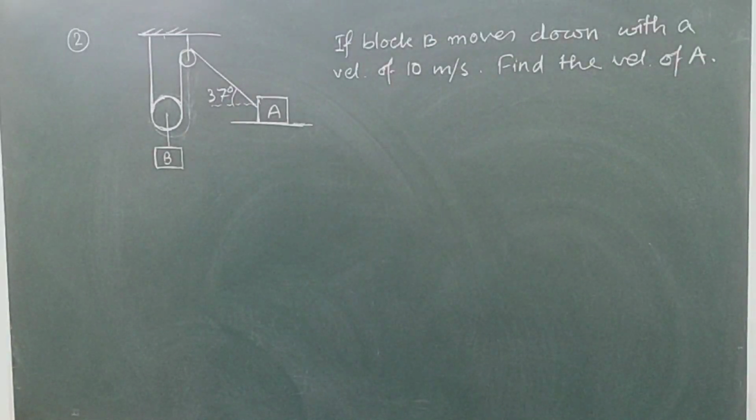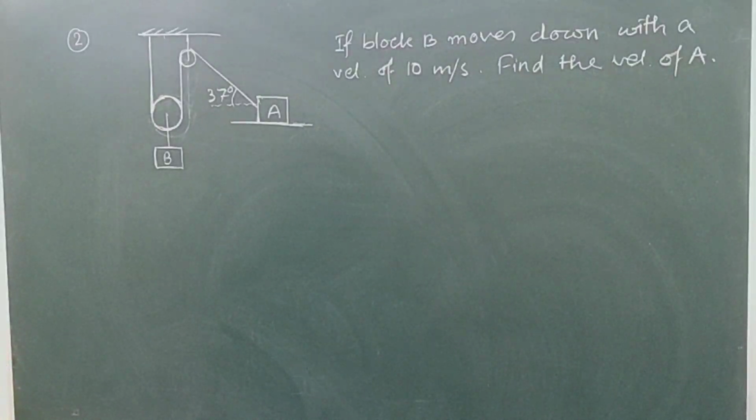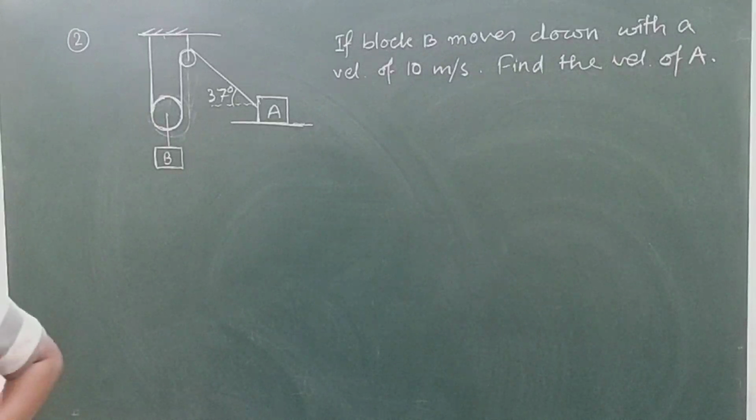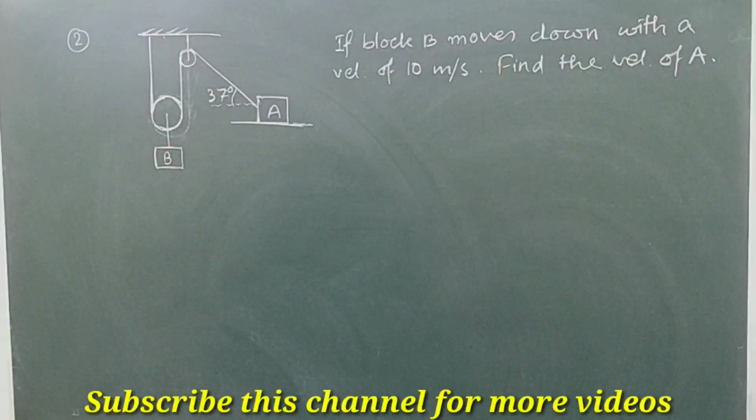Block B is said to be moving downward with a velocity of 10 meter per second. If block B moves downward with the velocity of 10 meter per second, then with what velocity can A move, when the string connecting block A is making 37 degree with horizontal? What should be the velocity of block A?